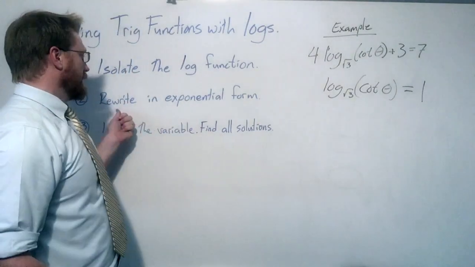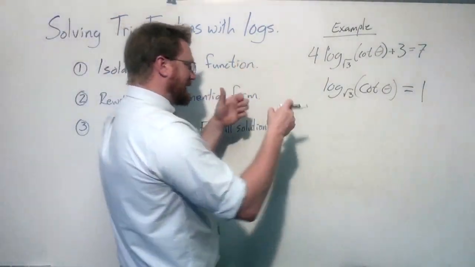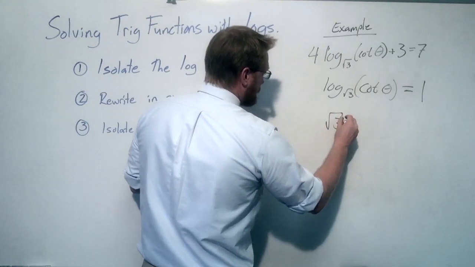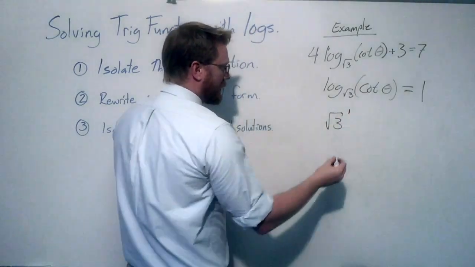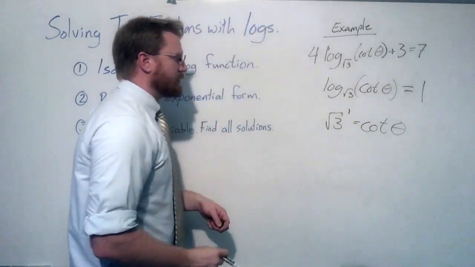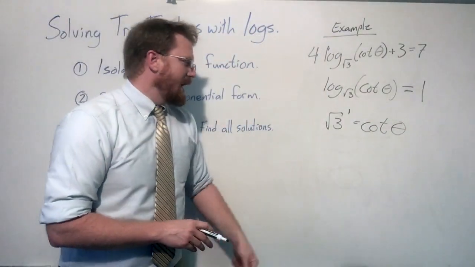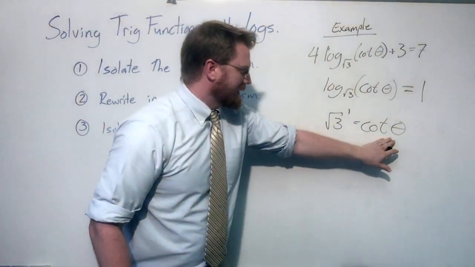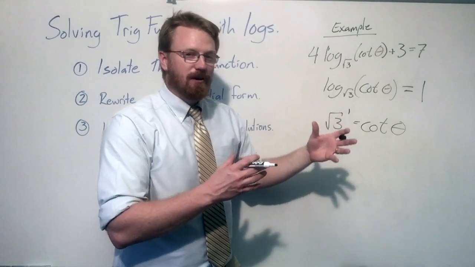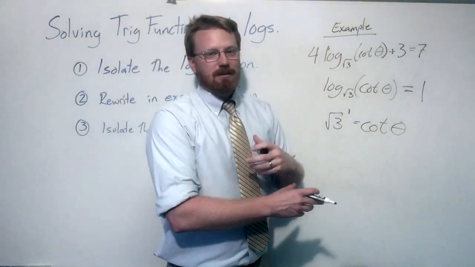From here, I'm going to rewrite in exponential form to release that log, or account for that log. Base becomes my base, answer becomes my exponent, and what was being logged becomes my answer. So from here, I have no more log to contend with, and I'm just going to make sure what is happening to my variable, and how do I undo that? That's always the focus. Where's the variable? What's happening to it? What's the opposite?